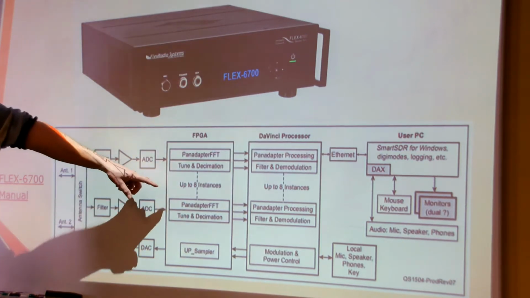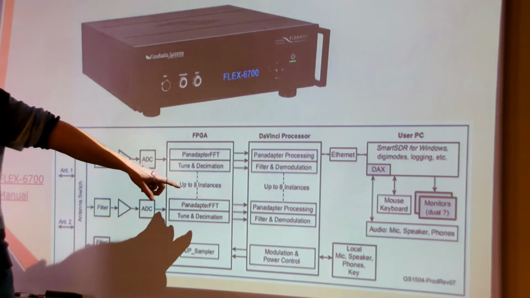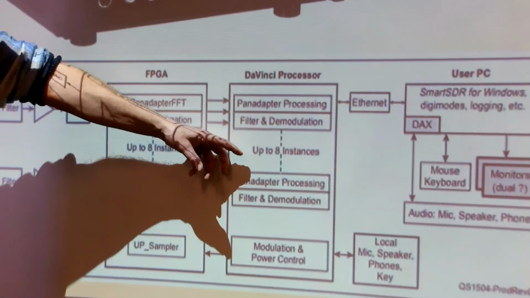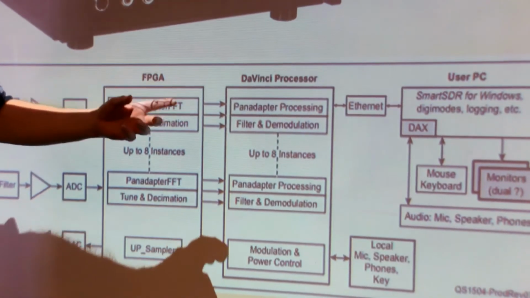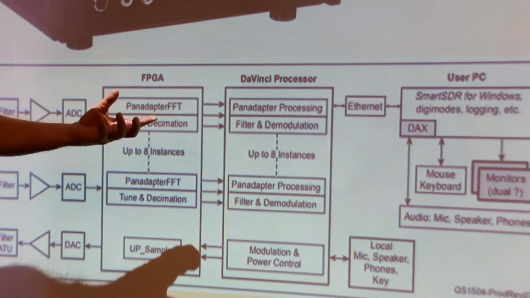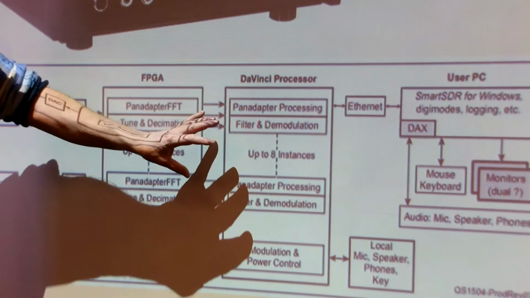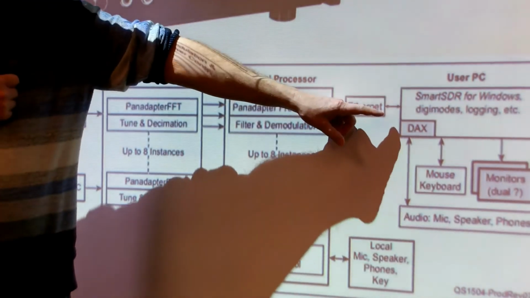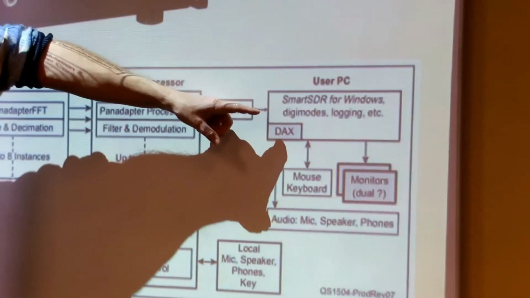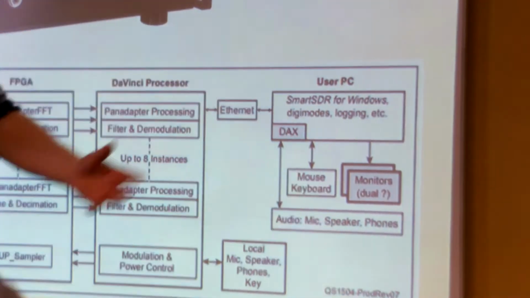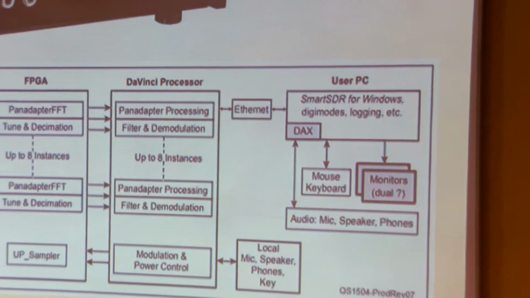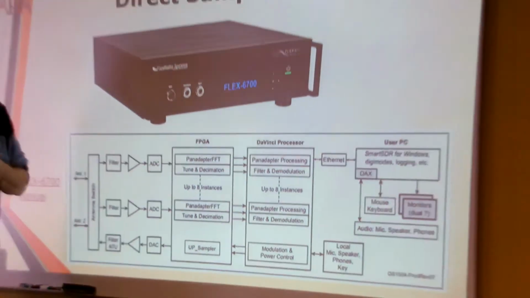The FPGA processes some of the data that's received, and a processor does whatever else needs to be done, which is feed information to your PC, handle CW. I really don't know because I have never played with one of these. But they've got a processor there. You go out to your PC, and it has a program, in this case called Smart SDR. At that point you're looking at a screen similar to what you're seeing on these. It's just the computer's doing very, very little. It's all being done in the radio. So that's the Flex.